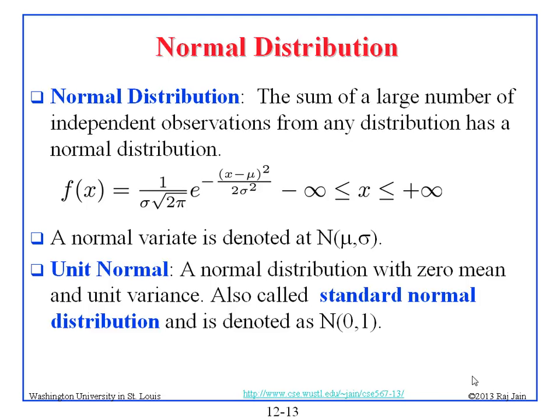For a normal variate, we use the notation, and that is the most important thing: instead of writing all this, we call it N(mu, sigma), where mu is the mean and sigma is the standard deviation. And if it is 0 and 1, which means the mean is 0 and the standard deviation is 1, we call it a standard normal distribution, or unit normal distribution. And we are going to use it very much throughout this course. A unit normal distribution is one which has a mean of 0 and a standard deviation of 1.